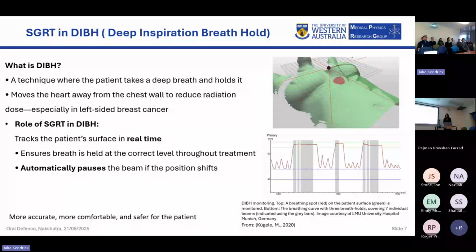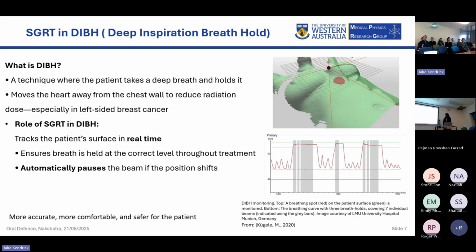Now, deep inspiration breath hold, or DIBH, is a technique where the patient takes a deep breath and holds it, and it physically shifts the heart away from the treatment field. This reduces radiation exposure, especially in left-sided breast cancer.